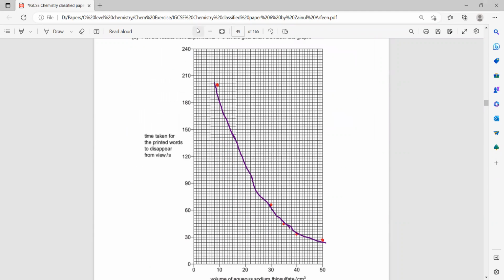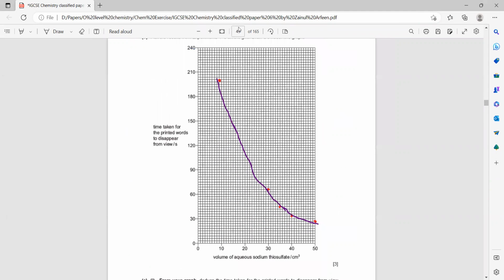The same type of result will be there, but for example, for 10 cm³, say it was taking 201 seconds to disappear, now at a lower temperature it will take longer. So the whole graph will have the same shape, but above. If we repeat the same experiment at a lower temperature, it takes longer for the text to disappear. That's why it will be above the original one. Same shape, but above.